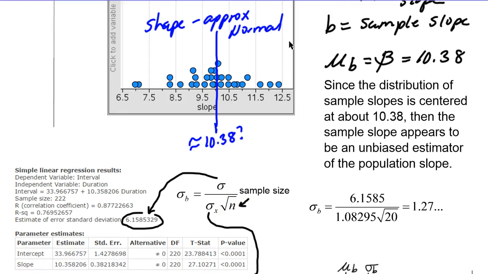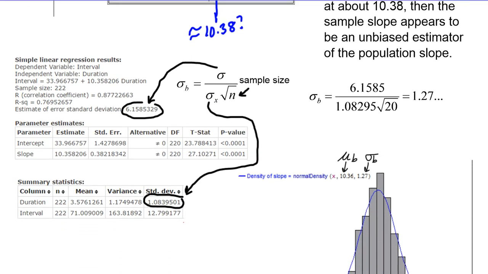So if we look at our data from StatCrunch, the standard deviation of the residuals for the entire population is this number right here. The standard deviation of the x values, the duration values, I got from doing some summary statistics on StatCrunch. That's this number here. And then the sample size is 20 because we're taking samples of size 20. So when we compute all this, we get 1.27.